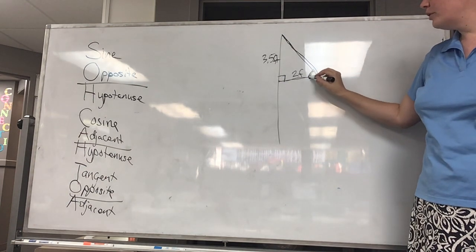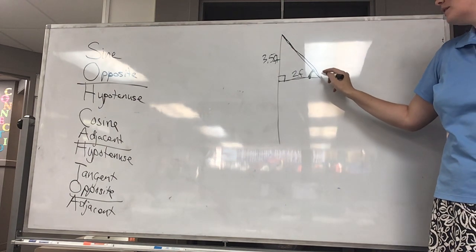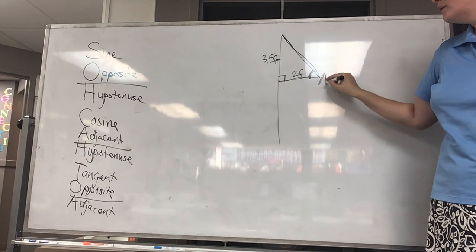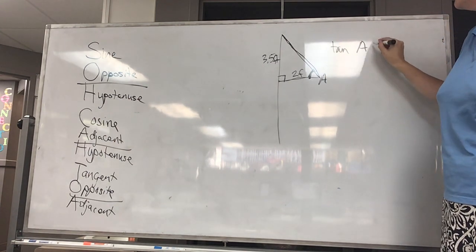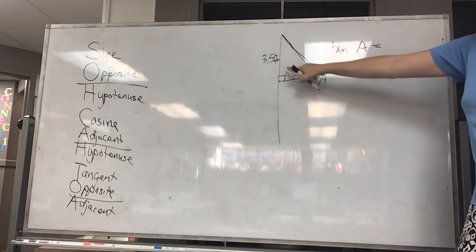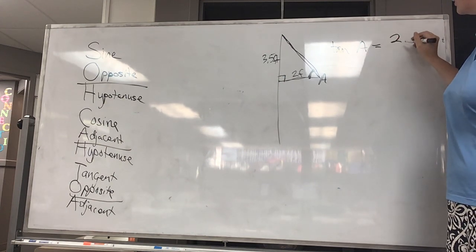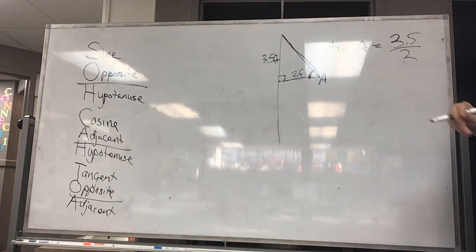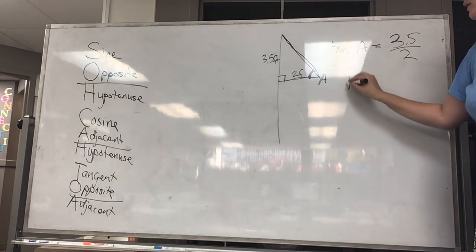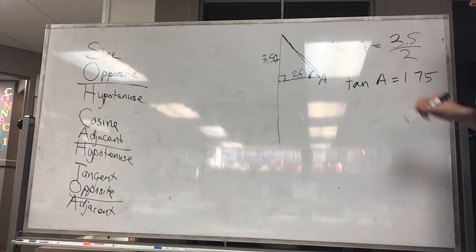Tangent. We've got tangent again, because we have the adjacent to our angle, we have the opposite to our angle, and we don't know what that length is. So in order to find this angle, give it a name. Call it angle A, call it angle X, call it anything you want. But we're going to say that the tangent of A equals, again, opposite over adjacent. We're going to have 3.5 over 2. 3.5 over 2 is going to give us tangent of A equals 1.75.